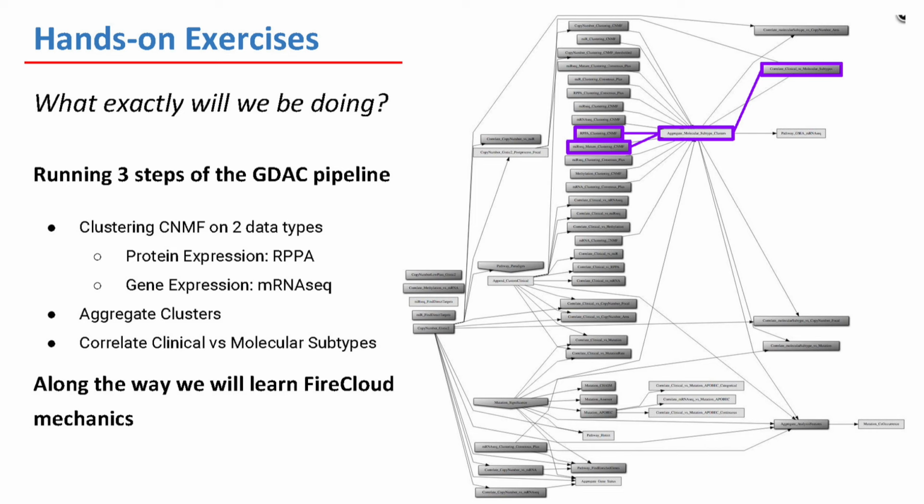And exactly what analysis will you run? This is affectionately known as the GDAC hairball. These are all the steps of the GDAC pipeline. And those in purple are the ones we'll actually execute today. So that'll consist of a clustering algorithm that will run on two different data types, mRNA-seq and RPPA. Then we'll aggregate those clusters. And lastly, we'll run a program that correlates clinical versus the molecular subtypes. And hopefully, along the way, you'll learn all the FireCloud basics and be able to do this yourselves later. So that's sort of our goal for what we want to cover today.